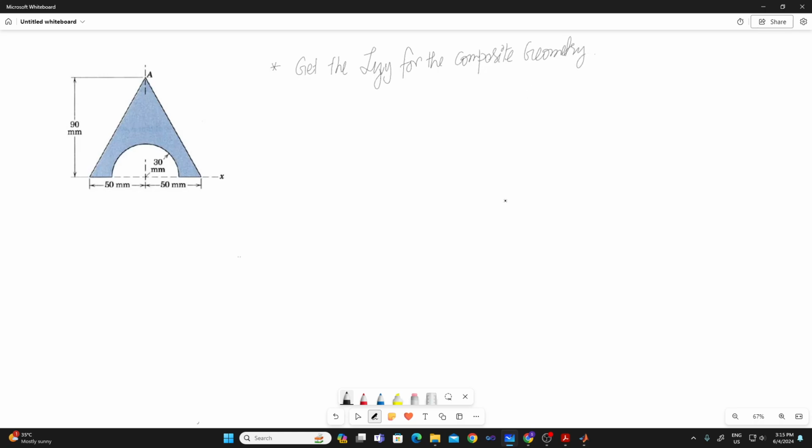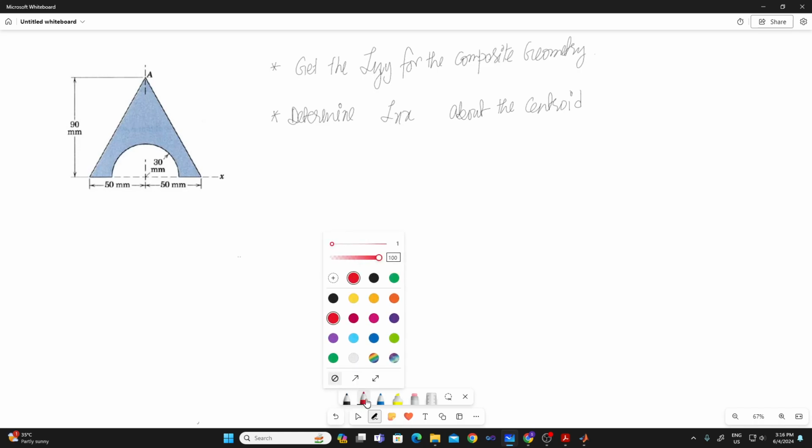Okay. Now, let's take a challenge. Let's try this. Determine Ixx about the centroid. So for this geometry, I'm asking you to give me the centroidal area moment of inertia. Let's say the centroid would be somewhere over here. I should probably be using a different color.